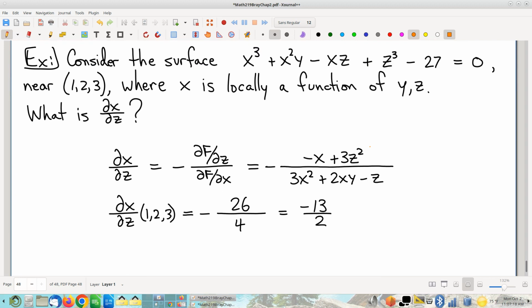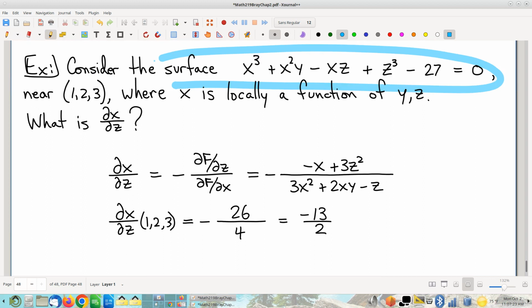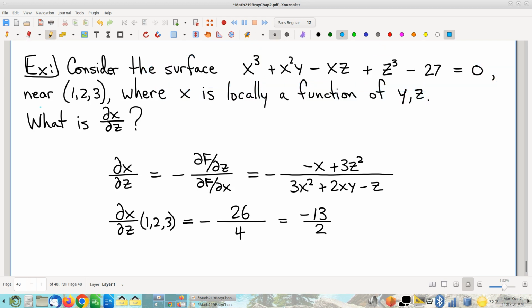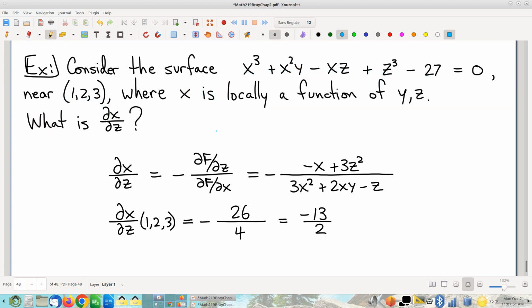Now we've already seen this surface right here. This surface is the exact same surface we were looking at a minute ago. And recall that we've already established that near this point x is locally a function of y and z. And again, that's what we established in our previous example on the previous page. So knowing, as we did, that x was locally a function, we are therefore entitled to ask, a perfectly reasonable question, what is that partial derivative?